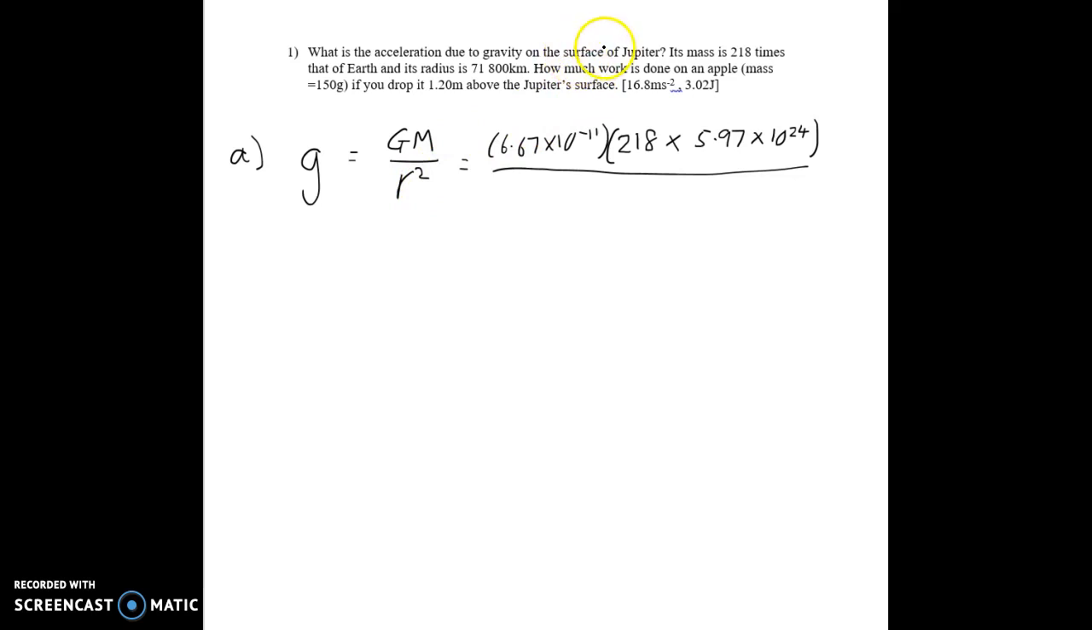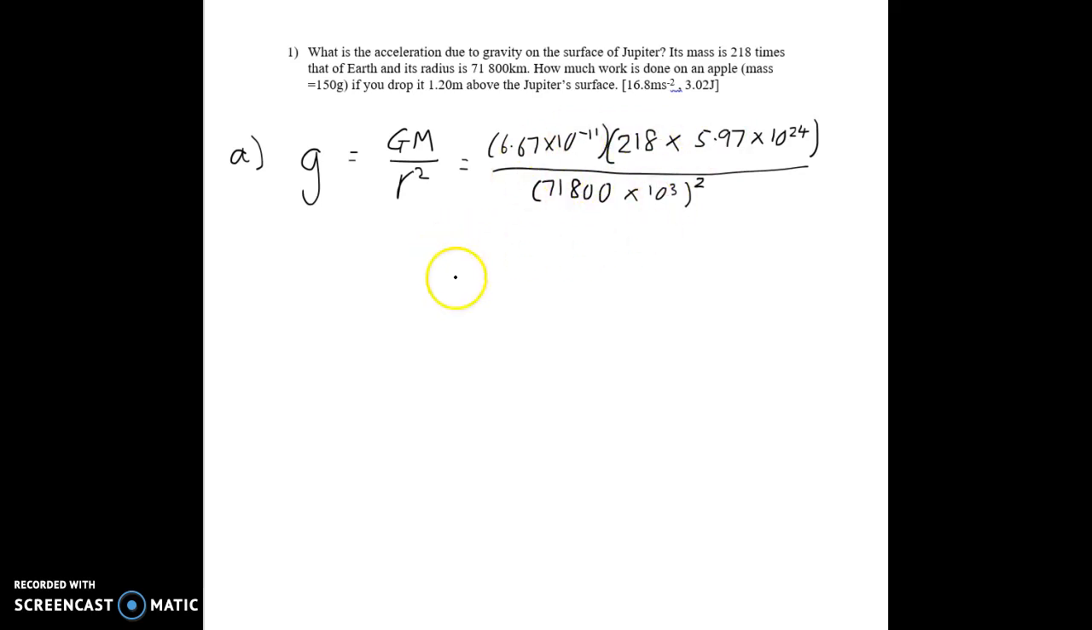Okay, you are talking about the surface, then the r here is referring to the radius, because you are talking about the surface. But remember, this r is not, in general terms, referring to the radius. It's actually referring to the distance between two centers. But in this case it is equivalent to the radius. So 71,800 kilometer, change to SI unit, times 10 to the power 3 to change to meter, and don't forget to square the whole thing. So this is the right expression, and you can guess the answer.